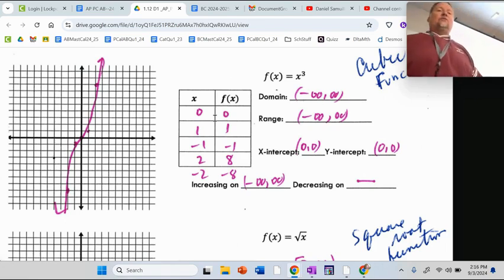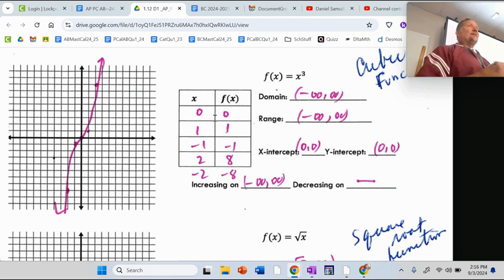Hey, what can't you take the square root of, class? Anyone? Negatives. Well, you can. You'd get a decimal. Someone said 2, but that would give you a decimal, and you have to calculate it on your calculator. But negatives.